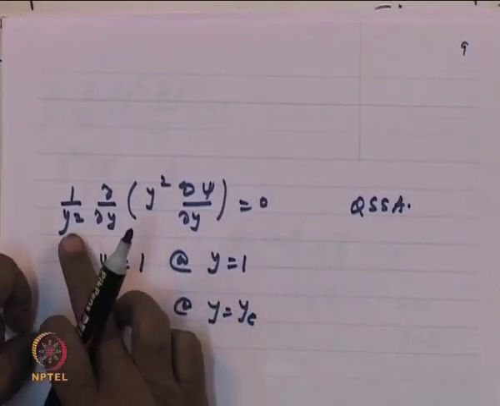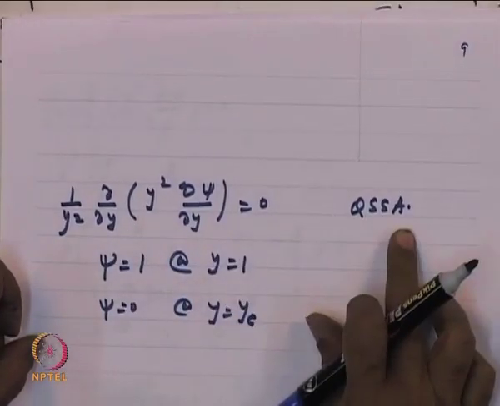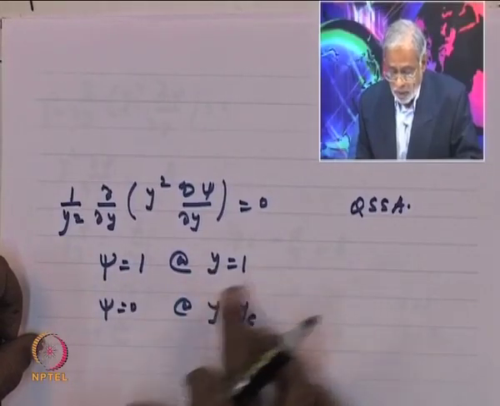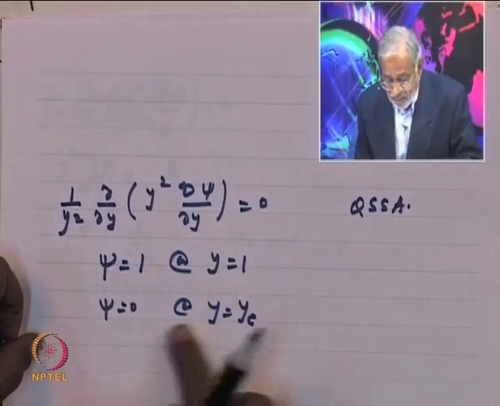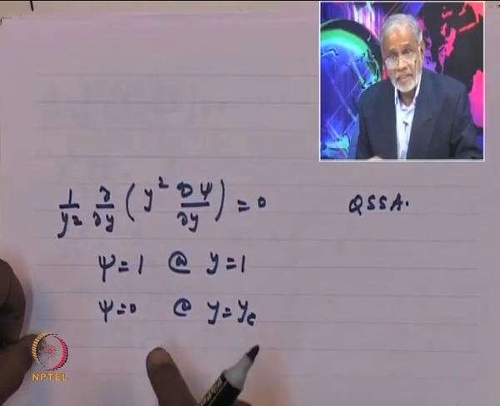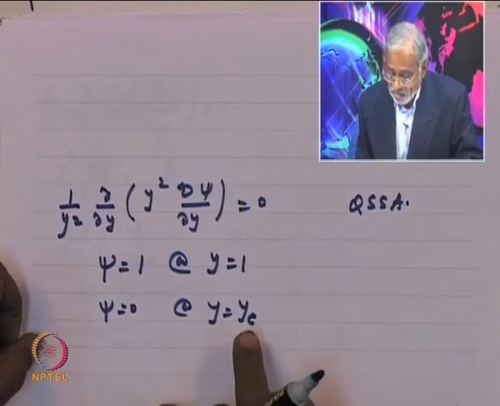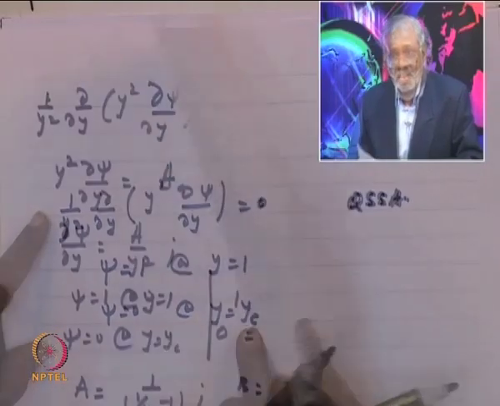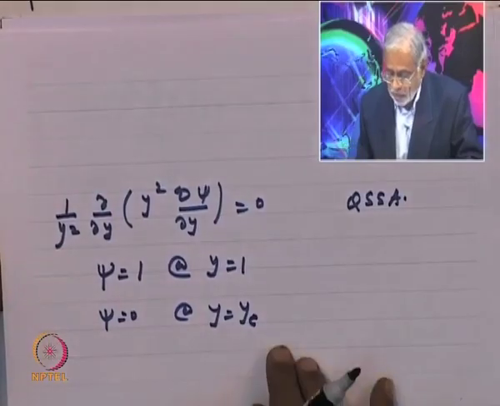So, what do we get? Let me just run through this once again. Under the quasi steady state approximation, the equation that we have to solve is the diffusion equation. Now, these are the boundary conditions, psi equal to 1 at y equal to 1 and psi equal to 0 at y equal to y c. This condition implies that all the reaction takes place in the ash layer, and as the unreacted layer is reached, the reaction stops because the diffusing material has been completely consumed.